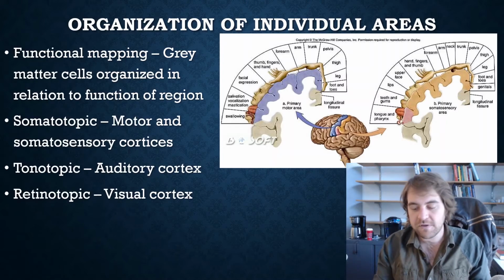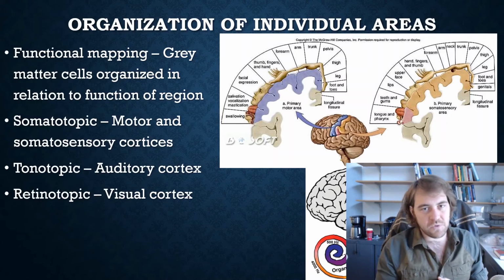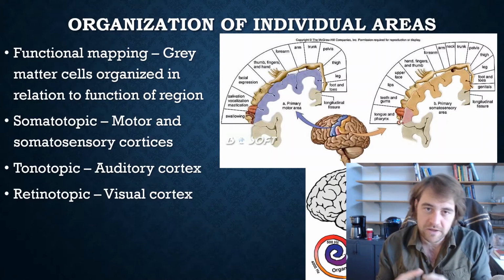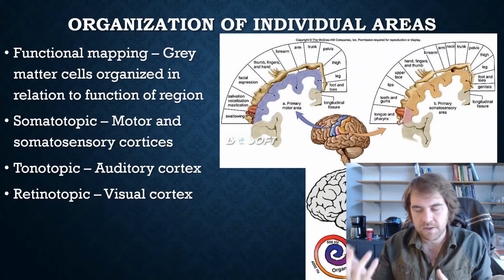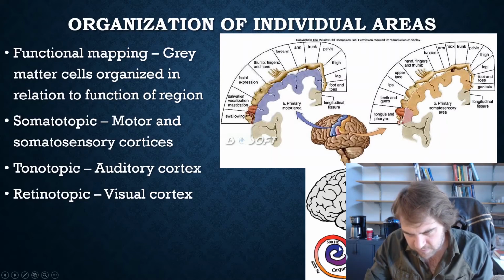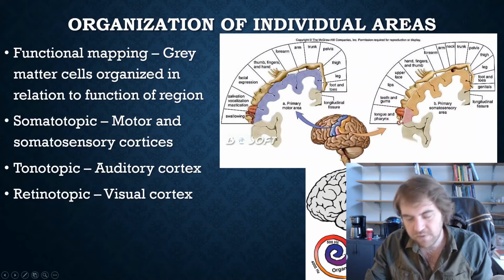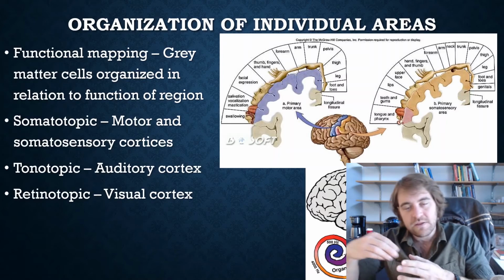There's also tonotopic. This is how the primary auditory cortex is laid out. So tono, like tone, which would just be frequency, and then topic, how it's laid out. And you can see here that the primary auditory cortex is laid out so that dark blue is low frequency and yellow is high frequency. So the primary auditory cortex goes from low frequency to high frequency.